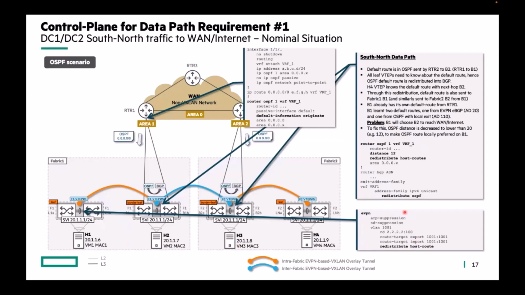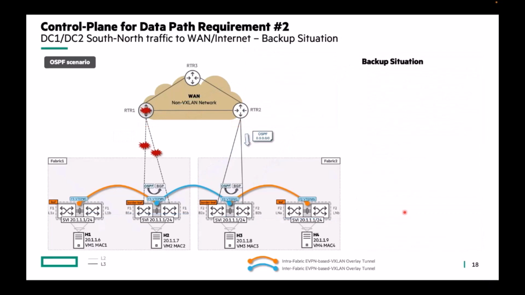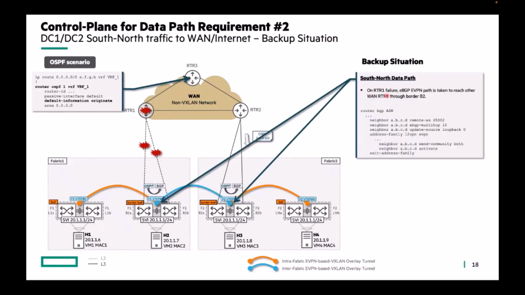Okay, so let's get into requirement 2, which is the backup situation for south-north traffic. Now, if RTR1 goes down or the link between them goes down, the OSPF default route learned on RTR1 fails, and the EBGP EVPN path is taken to reach the other WAN router through border VTEP 2, border 2 here, and then go to RTR2 and then to the internet. This route is also required. It's not that we don't need it, right? But that is not the optimal path.